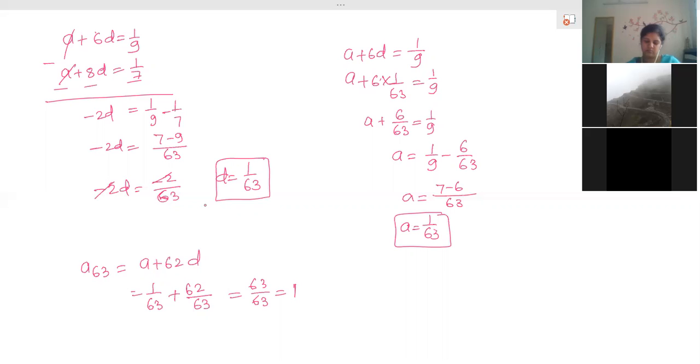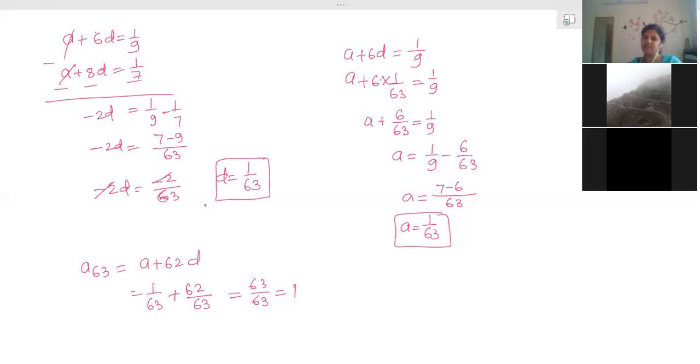But the answer that came was 3, ma'am. So how do you get from that? I got 9th and 10th terms. A9 plus A10: directly find out what is A9. A plus 8D. Yes, ma'am. And what is the 10th term? A plus 9D.